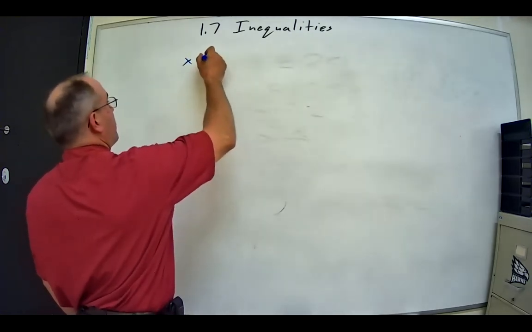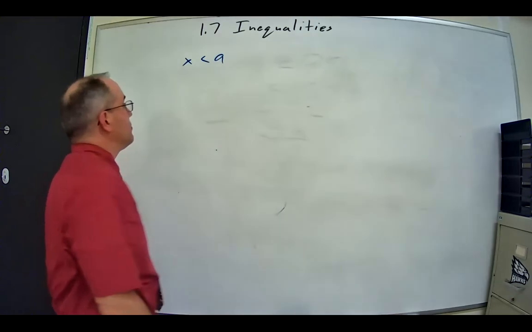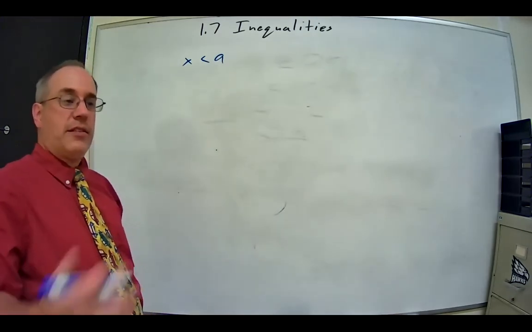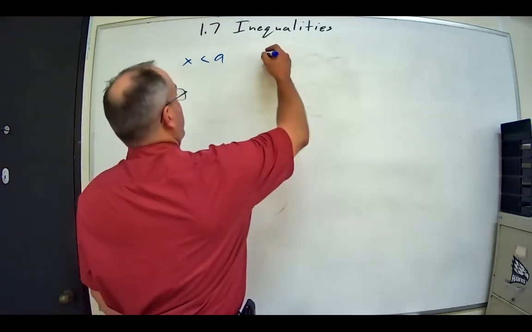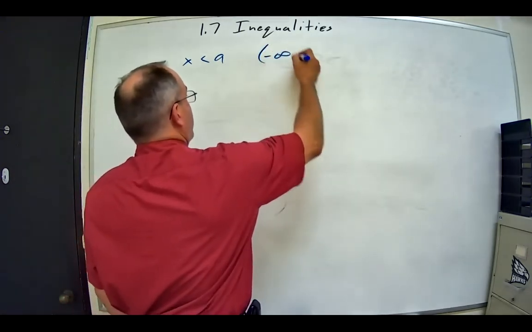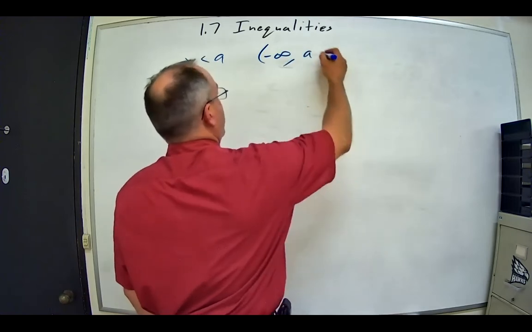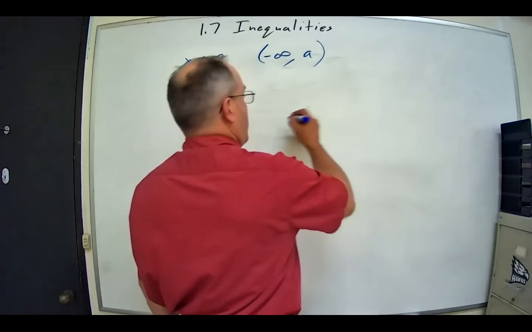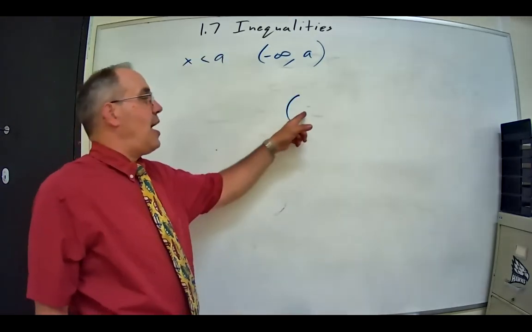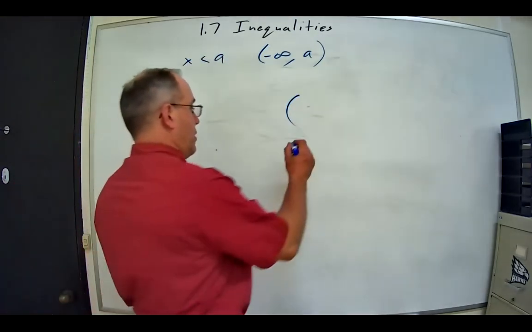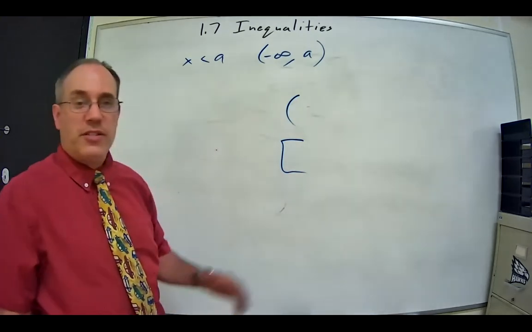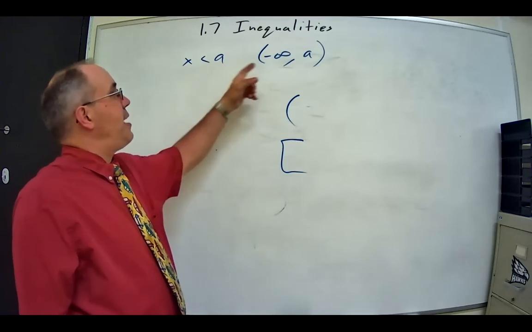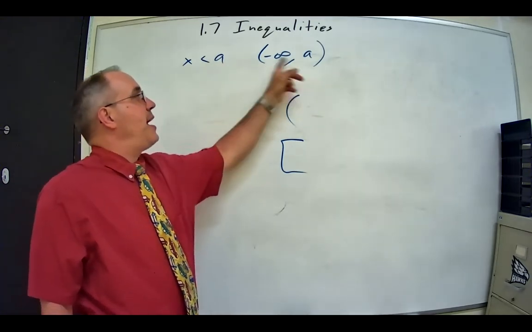So if x is less than a, that is a strict inequality. If x is less than a, then that means that we are going from negative infinity to a exclusive. Now, when you're dealing with interval notation, remember that a parenthesis means that you do not include that value. A square bracket means that you do include that value. So x less than a, that means that it's from negative infinity to a.